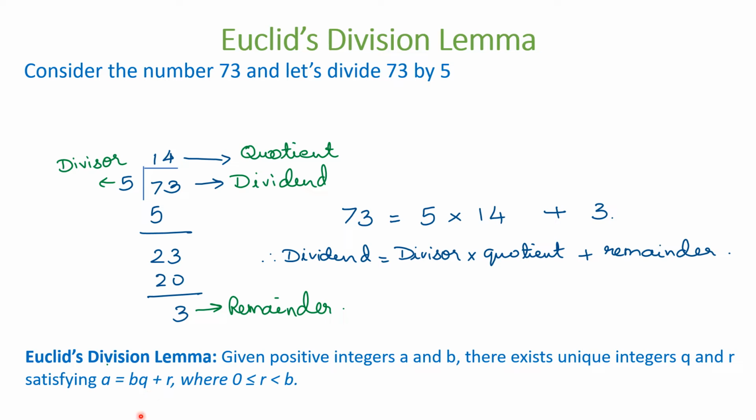So you see over here, this is your r, this is your a, this is b, and this is q. So you see that r is always going to be less than b, because if this r was more than b, then obviously your quotient is not correct.